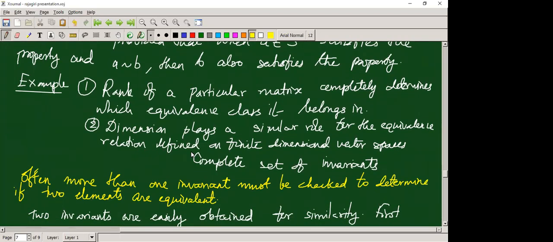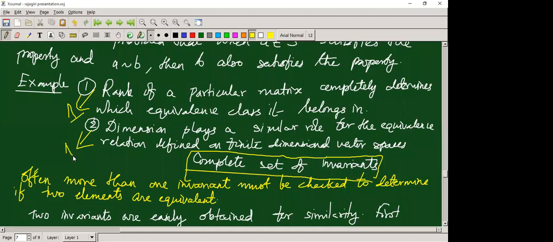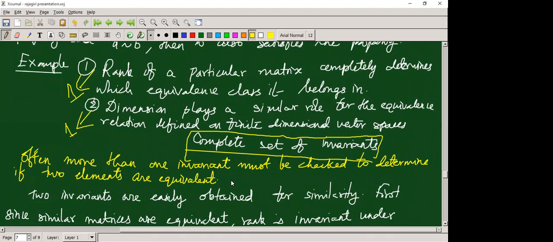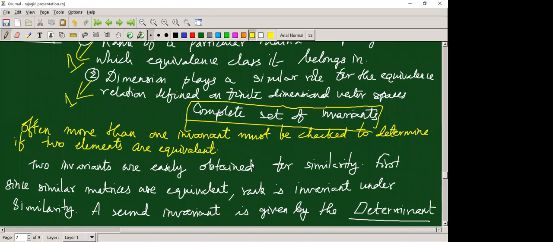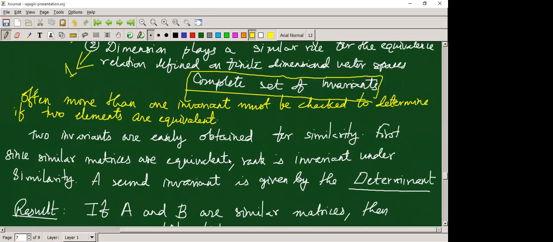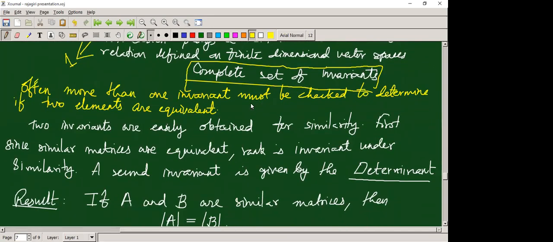And for these two examples, we got a complete set of invariants. For the first case, the complete set of invariants contains only one element, and that is dimension. Here the complete set of invariants contains only one element, that is rank. Often more than one invariant must be checked to determine if two elements are equivalent in a general equivalence relation. So now we are going to discuss the relation similarity.